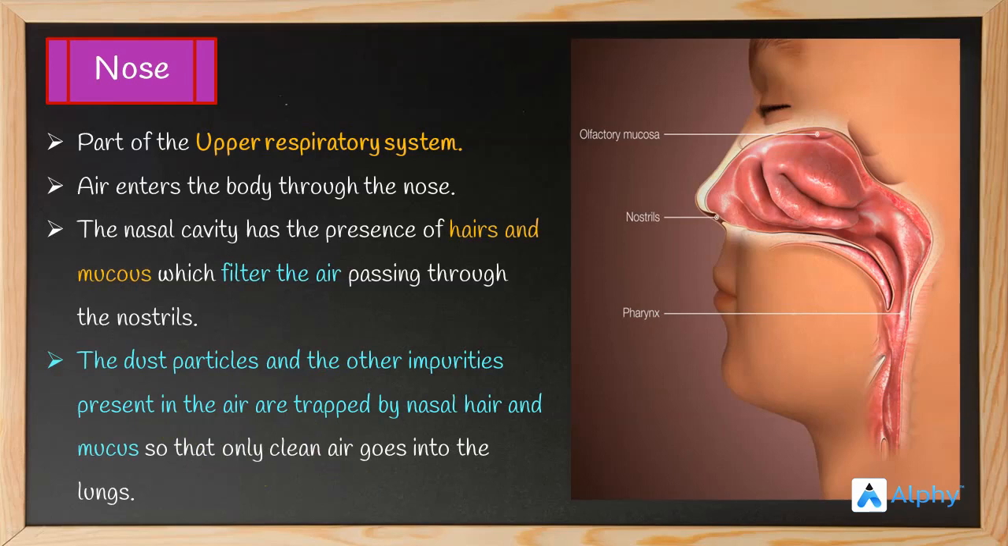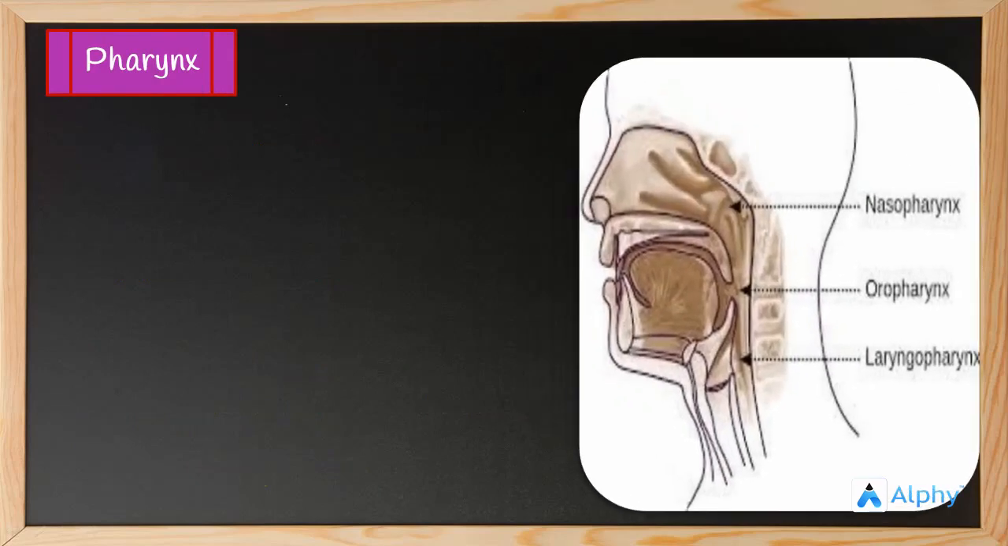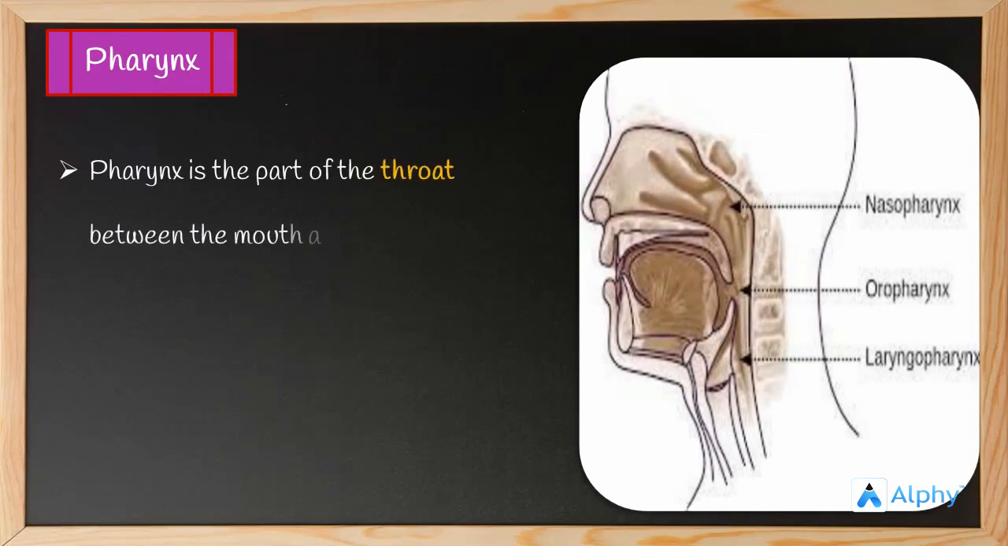Now the next part of the respiratory system is the pharynx. The pharynx is the part of the throat between the mouth and windpipe. We have already discussed the parts of the pharynx in the video on the digestive system. The parts are the nasopharynx, or nasal pharynx, then the oropharynx, or oral pharynx, and lastly the laryngopharynx.